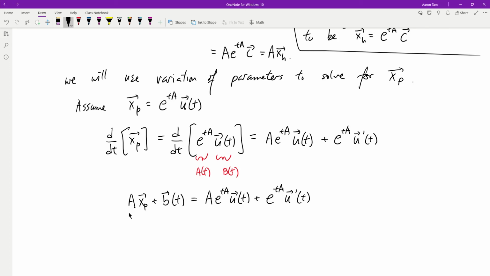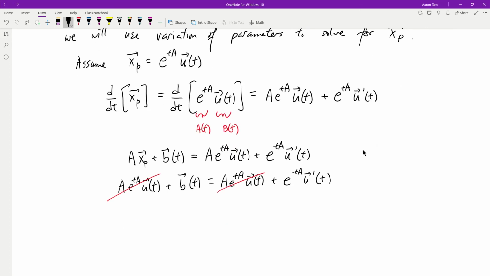And if you think about what A times vector x sub p actually is, well, that technically is A e to the tA vector u of t. So A e to the tA vector u of t plus vector b of t equals A e to the tA vector u of t plus e to the tA vector u prime of t. Notice that these two things just completely subtract out, and that leaves me with this equation. Vector b of t is equal to e to the tA vector u prime of t.